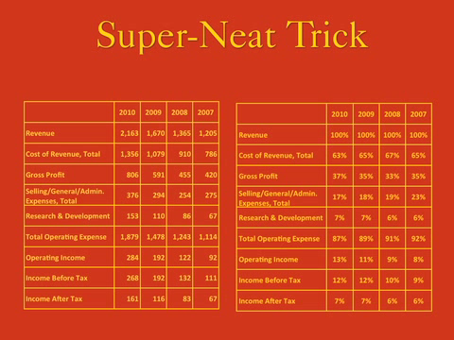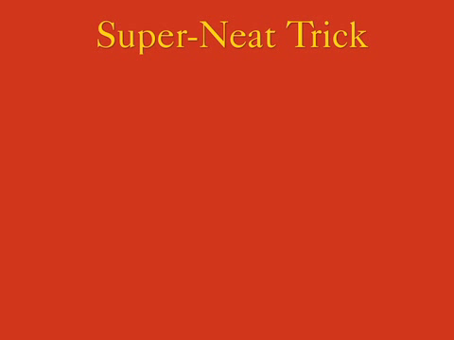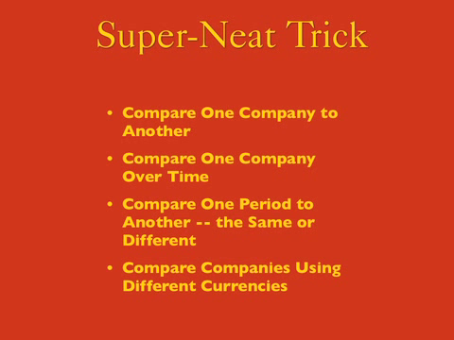This really neat trick is called common sizing, and it can be used in several important ways. For example, it can be used to compare one company to another company, look at trends in a single company over time, compare one financial period to another period, even, for example, comparing a month to a year, and comparing companies using different currencies, for example, yen, euros, and dollars.